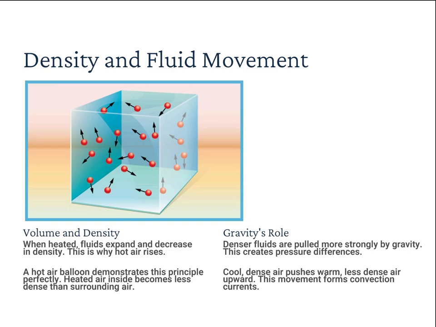Gravity plays a big role here. Denser air has more mass, so gravity pulls on it more strongly. As a result, cool, dense air sinks towards the surface and pushes warm, less dense air upward. This movement leads to differences in air pressure, which helps generate wind and large-scale atmospheric circulation.